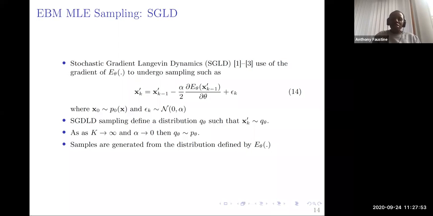So doing this, it means the sampling will define a noise distribution, Q theta, such that the samples will be generated by this distribution. So as we keep on sampling and learning, the noise distribution will approximate the data distribution. But we see that here the sampling is generated from the distribution defined by the energy function, which is quite different from other sampling techniques, for example, in variational inference, where you need to have a specific neural network for generating samples. But here, the same neural network will be used for creating samples using this approach. However, this sampling has been shown to give good performance, but it is somewhat complex.